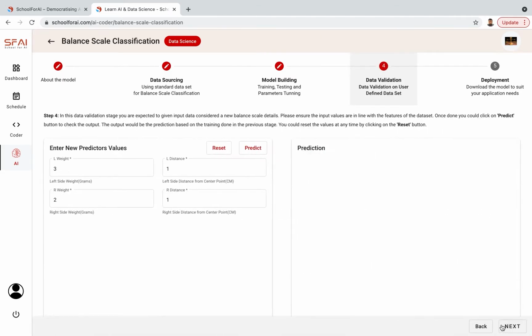I would move on to the next step, where I am doing the data validation. I am playing like a user. I could change my L weights and then L distance. I could play around with this, R weight, right side, and R distance. Okay, I could do that. And then once I'm ready, I would just predict, and it is saying that for the given input, the machine could be left-sided, and the probability is saying so. If I change it to left side weights, and change the R distance as that, it is changing to the right side, and then the accuracy or probability is increasing. So this way you're playing around with these input values to see how the model is performing. That's what we are doing here.